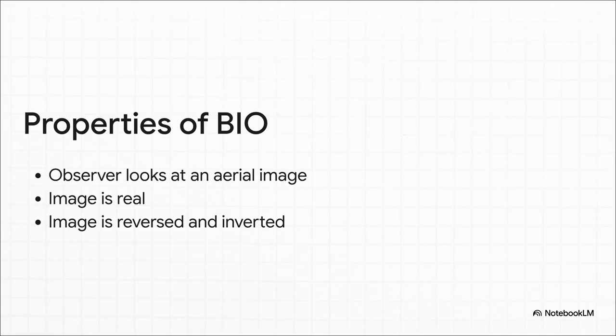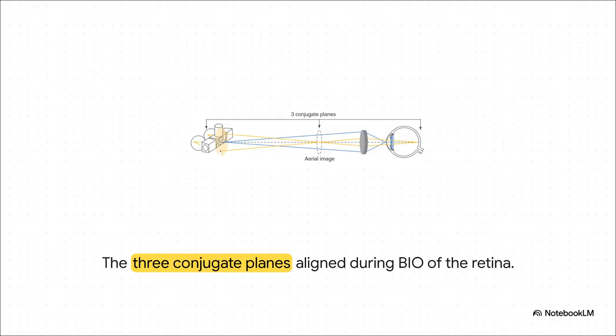Because it's reversed and inverted, you gotta remember, when you see pathology at the top of your lens, it's actually located inferiorly in the patient's eye. Take a really close look at this diagram. I want you to memorize this for the boards, because it literally explains the entire system.